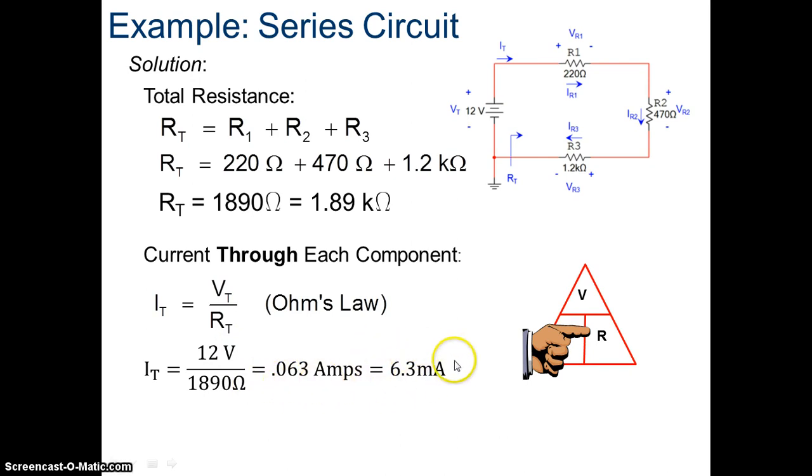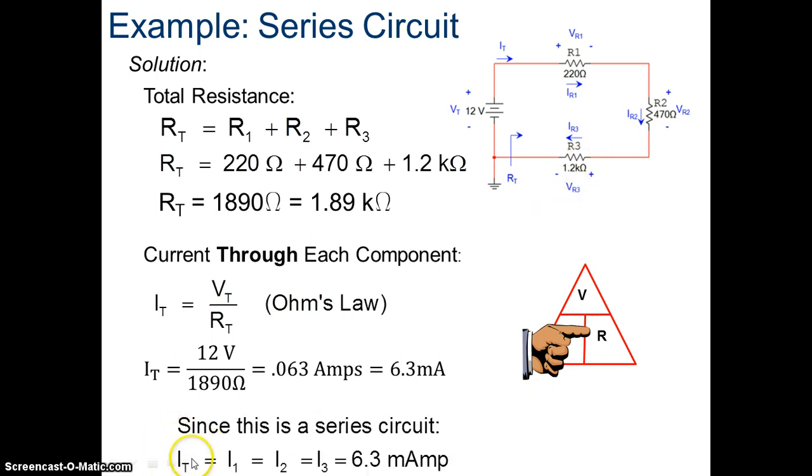or we can change that to 6.3 milliamps. And we know that in a series circuit, every single one of these resistors gets the same amount of current. So we can say that the total current is equal to the current through resistor 1, current through resistor 2, and current through resistor 3. All of them have a current of 6.3 milliamps or 0.063 amps.